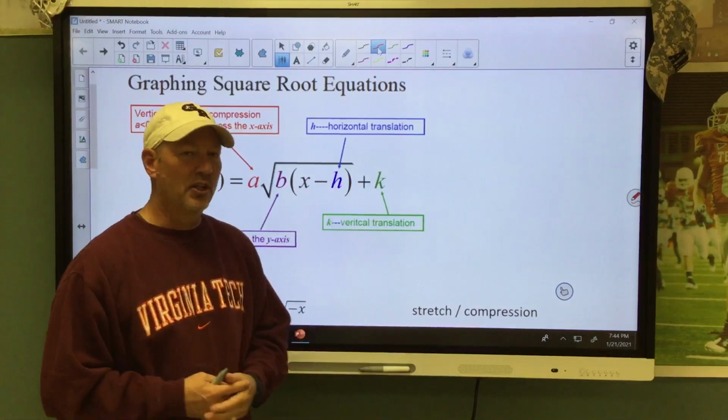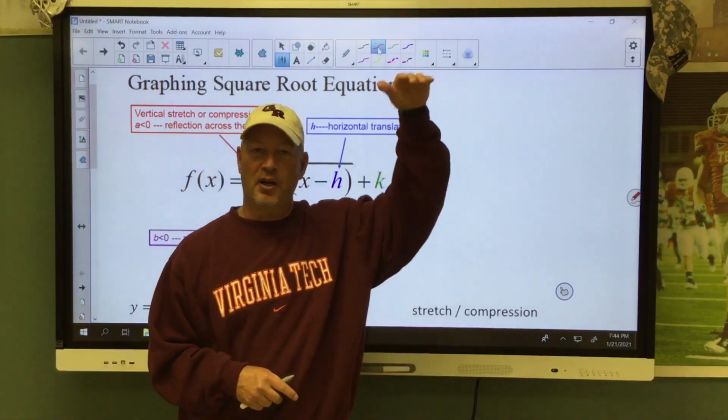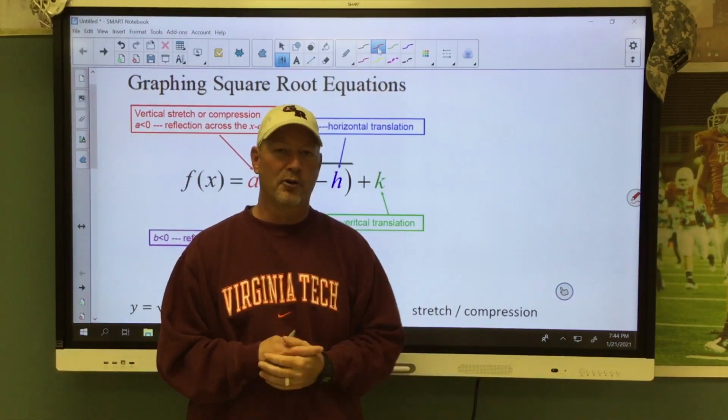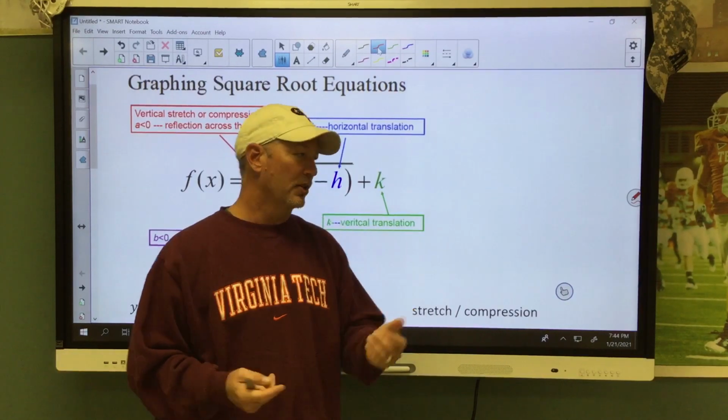And the K value is still the K value. It's going to tell us if we're going to shift up or shift down with our vertical translations. Okay? All right, let's jump into this.